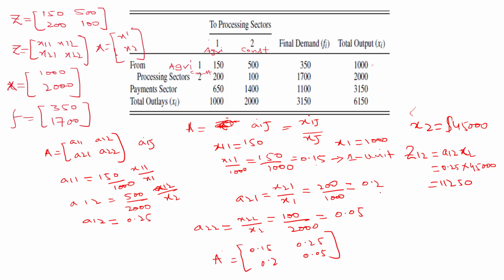The Aij, the technical coefficient, is basically viewed as measuring a fixed relationship between a sector's output and its input.